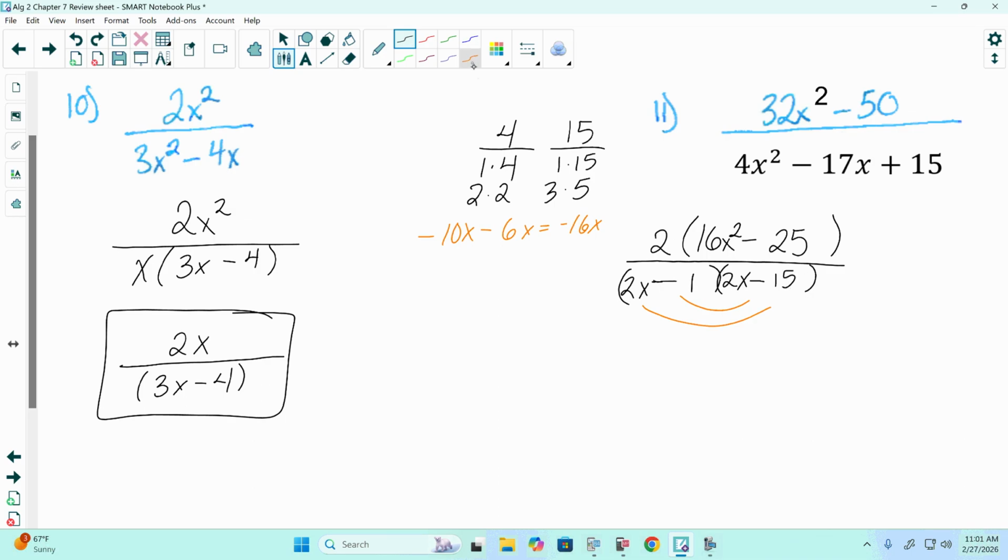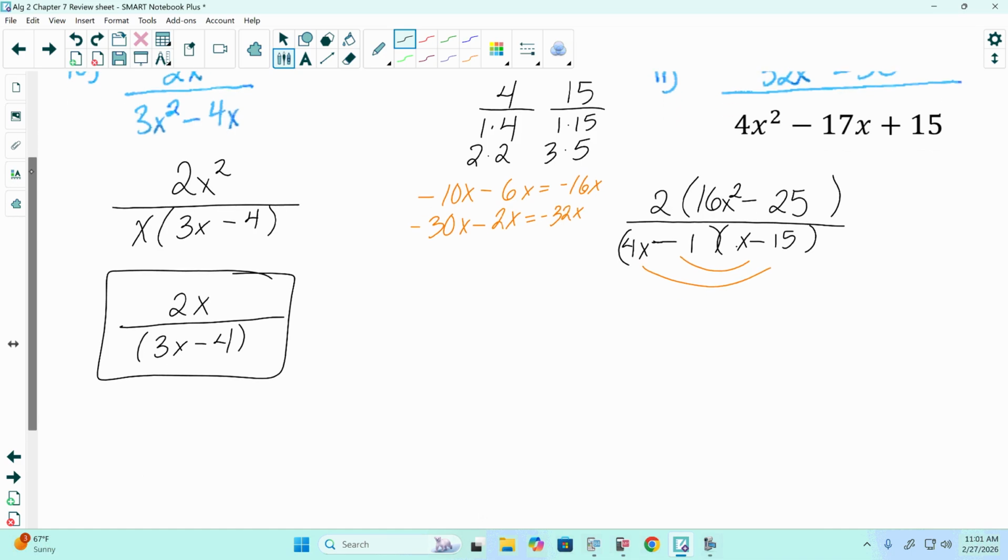1 and 15, and we'll try again. 2x times negative 15 would be negative 30x. Negative 1 times 2x is negative 2x. Giving us negative 32x. Now, because the numbers in front of x are both the same, they're both 2 and 2, switching the 1 and 15 won't change anything. But if you're not sure, it is worth it to just go on, flip it, try it again, see if it works.